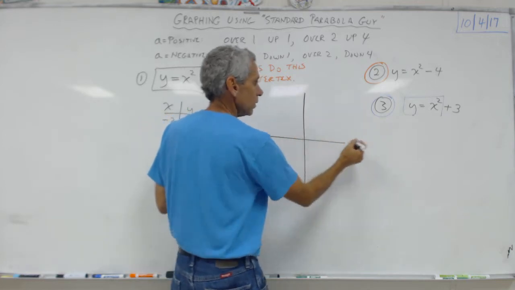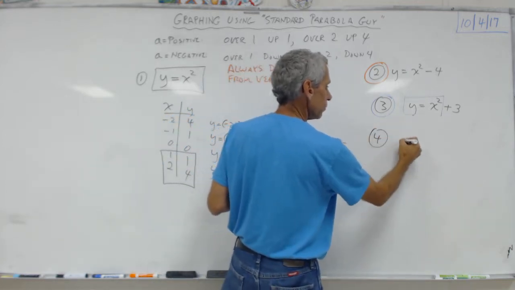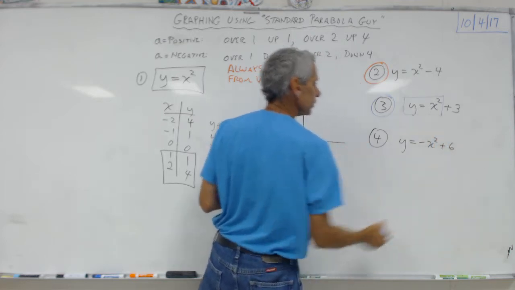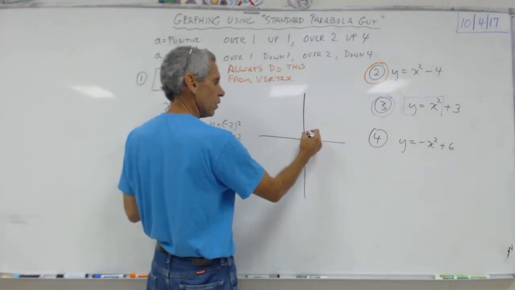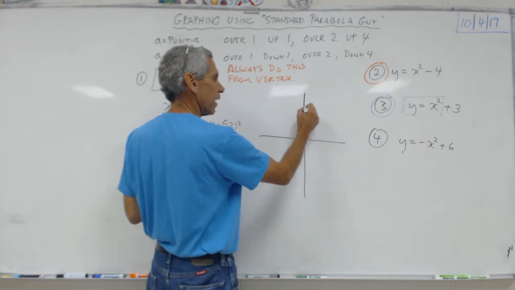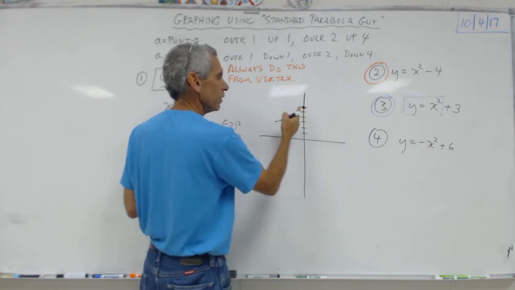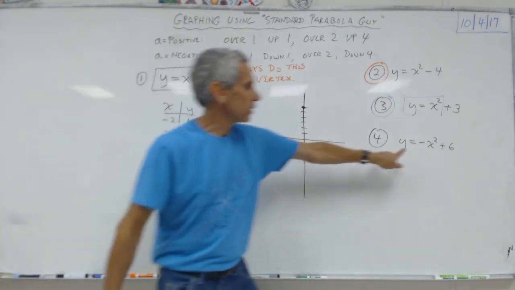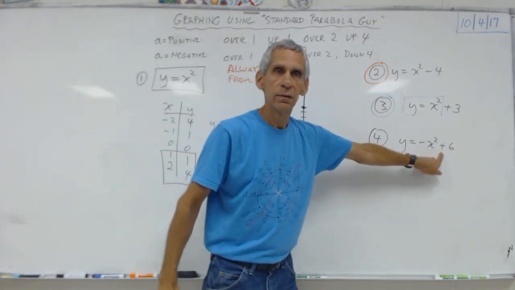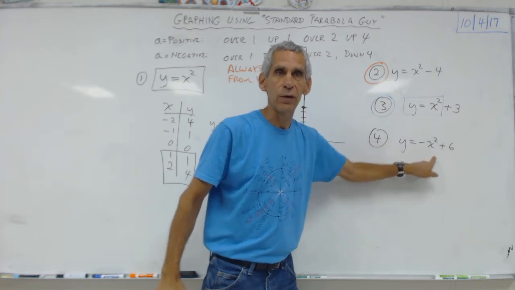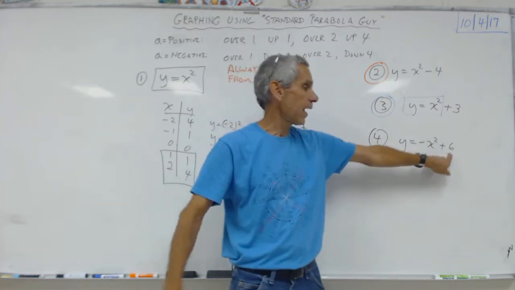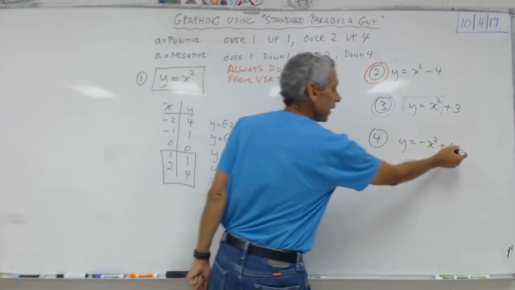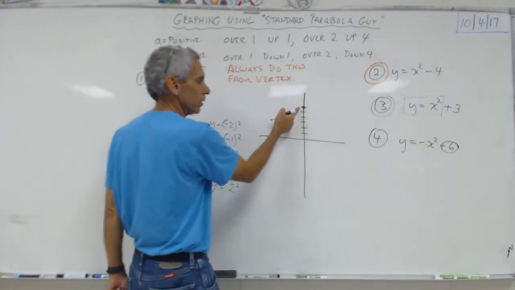Okay, here we go. So here's the fourth one. This is going to be negative. Y is equal to negative x squared plus 6. So 1, 2, 3, 4, 5, 6. I know that's my vertex, because there's no b. If there's no b, my vertex is on the y-axis at c. So I go up 6 and I put a dot. So that number automatically goes up here.